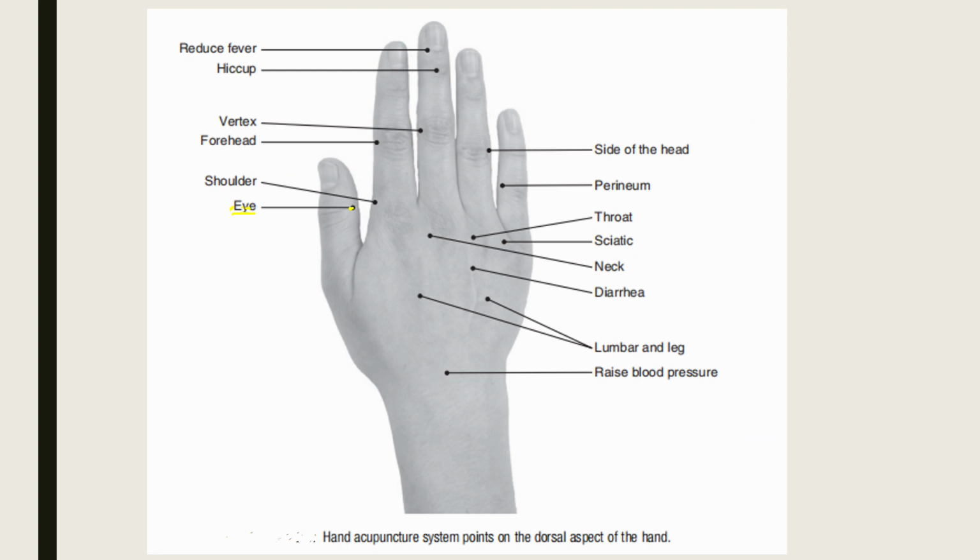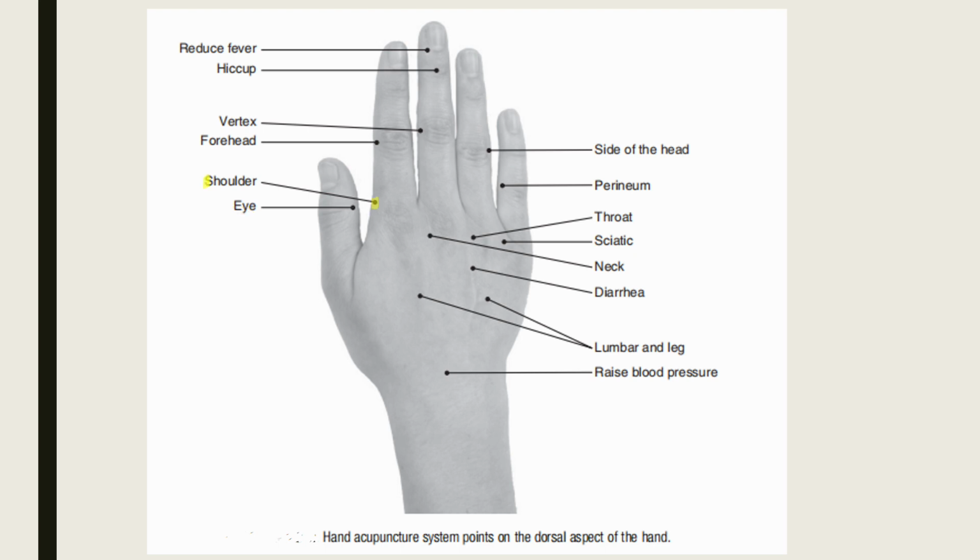Point locations and indications. Let's start with the dorsal aspect of the hand. The eye. Location at the border of the light and dark skin on the ulnar side of the thumb at the interphalangeal joint. Indications: multiple eye disorders such as redness, pain, blurred vision, and night blindness.